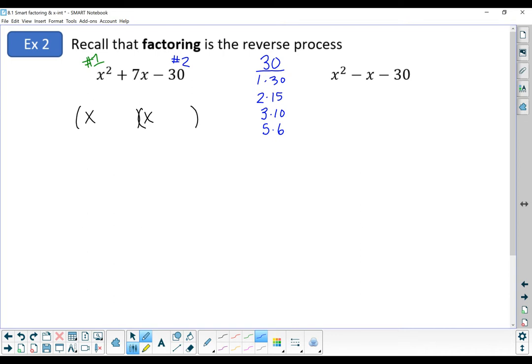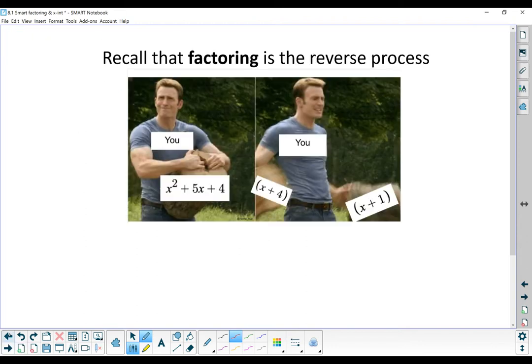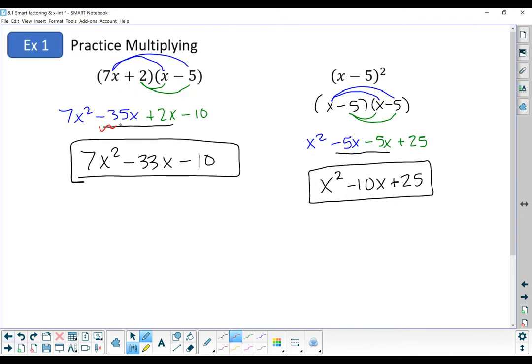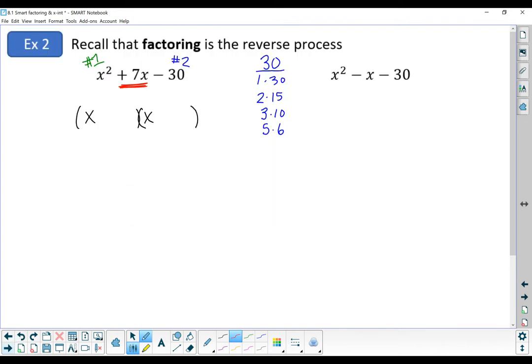So you want to think about that 30 and then consider your middle term. I'm going to go back to the previous slide really quick. We need our two terms in the middle to add together or combine to give us the middle term of our trinomial. So we need to figure out some numbers we can put here and here that are going to help us add up to a 7 in the middle.